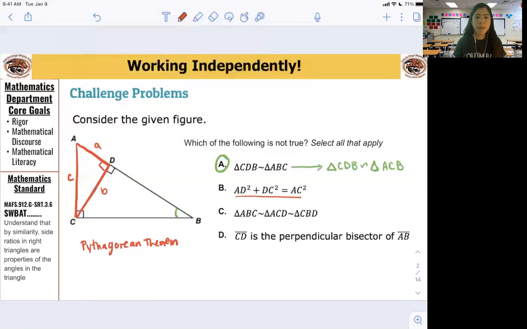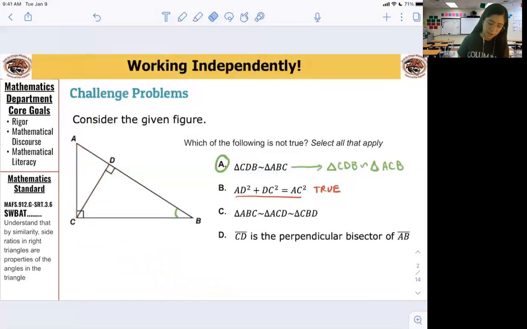The hypotenuse. Hypotenuse, right? So if I kind of shorten it a little bit, a squared plus b squared equals c squared. As long as this is the hypotenuse, you're good. You could write it a squared plus b squared equals c squared, or you could write it b squared plus a squared equals c squared. But as long as c is in the right place, you're good. And this one is, so this is true. So I'm not going to circle it. Any questions on B? Okay. C.